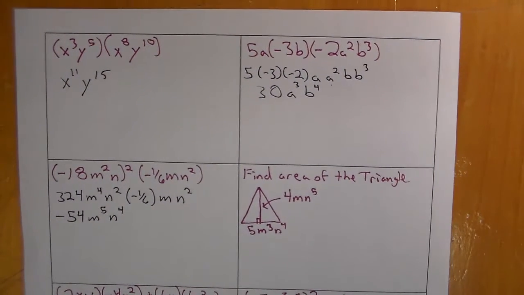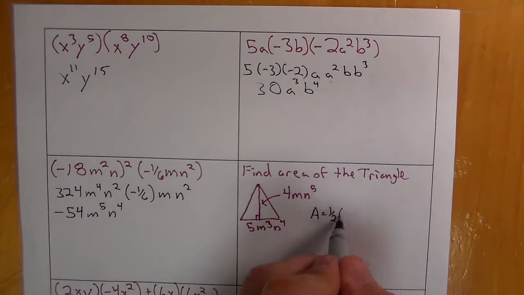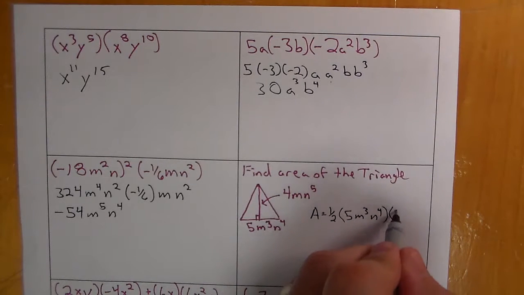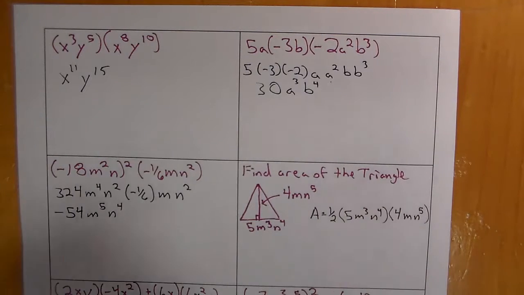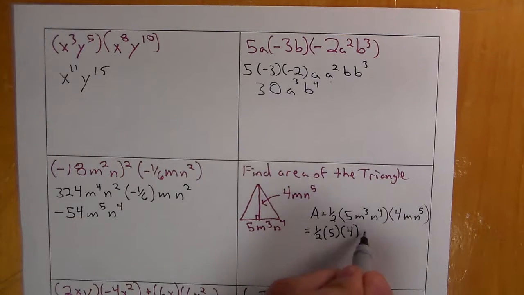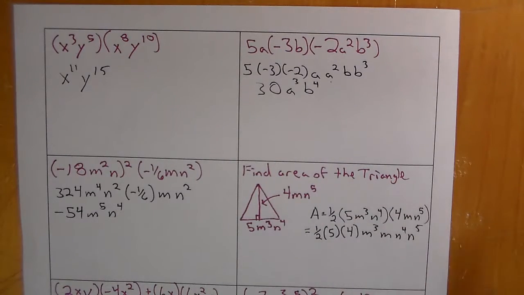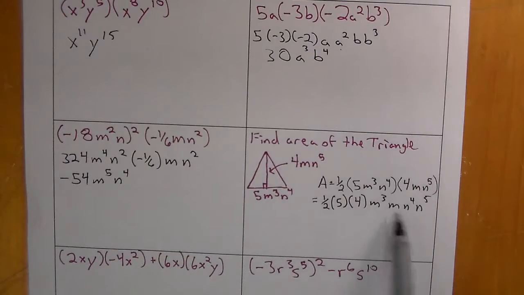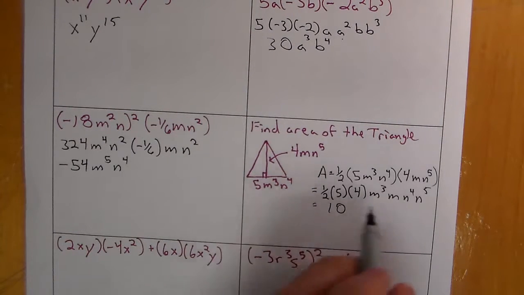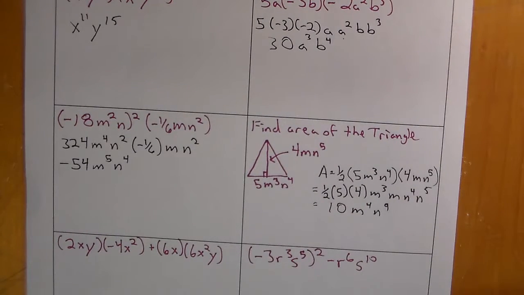Our next one here, we're finding the area of a triangle. So this is going to be 1/2 the base, 5 m to the 3rd, n to the 4th, times the height of 4 m n to the 5th. So if I resort this, 1/2, 5, 4, m to the 3rd, m, n to the 4th, n to the 5th. So put each piece together: coefficients, m's, then n's. 5 times 4 divided by 2, or times 1/2, comes out to be 10. I then have m to the 4th and n to the 9th by adding those two together.